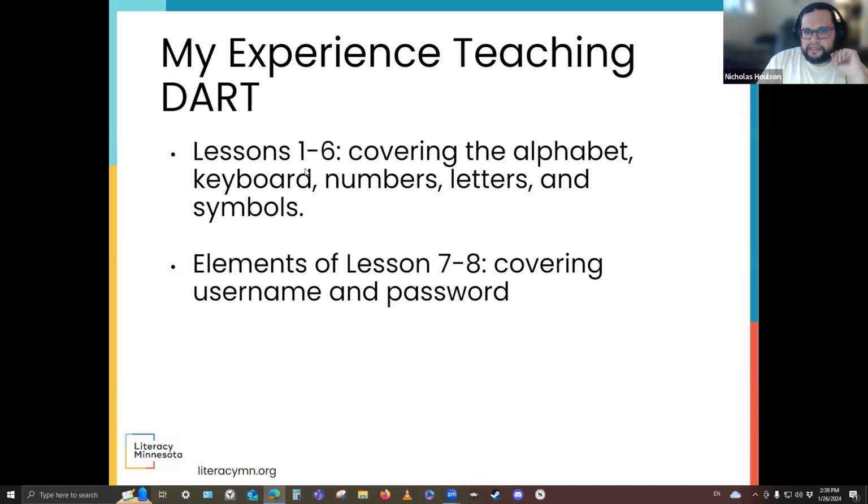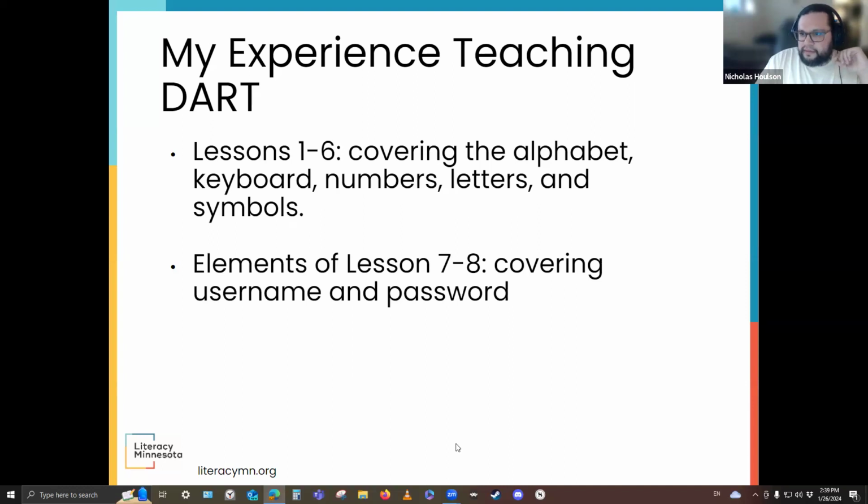Lessons 1 through 6, roughly a little bit over a fourth or third of Dart, cover alphabet, keyboard, numbers, letters, and symbols on the keyboard. Specifically, the symbols on the number row. I'm looking down at my own keyboard. If you're familiar with the standard keyboard layout, that kind of bracket of keys from backspace to enter to shift.